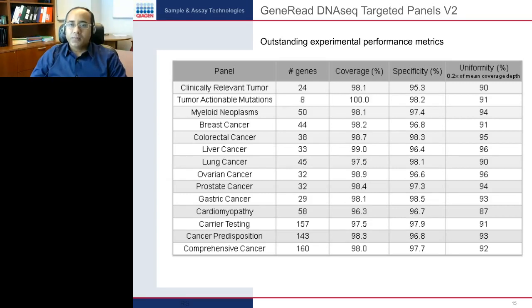The second last column shows the number of reads which can be mapped to a targeted region, and the last column shows the percentage of bases which are read at least 20% of mean coverage depth. As you can see from these experimental results, all of our panels show more than 95% coverage and specificity. And uniformity is also more than 90% for all of our developed panels.